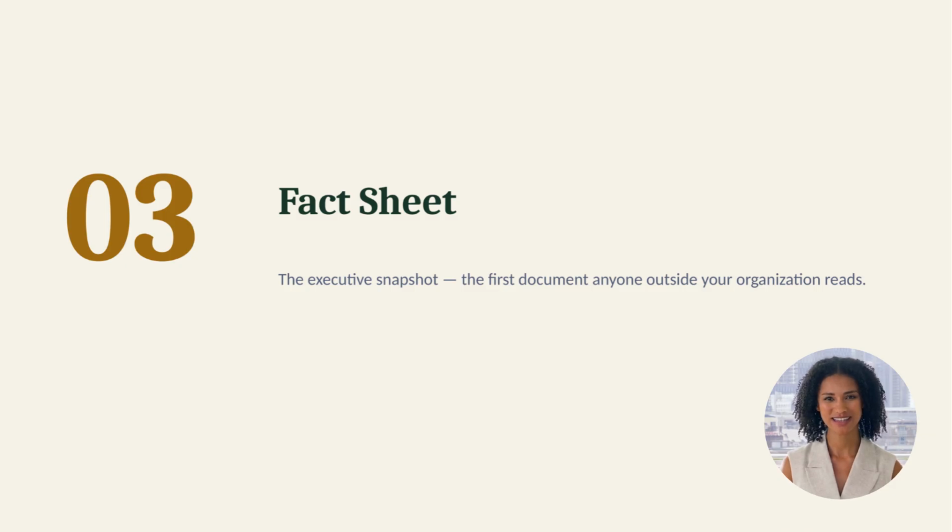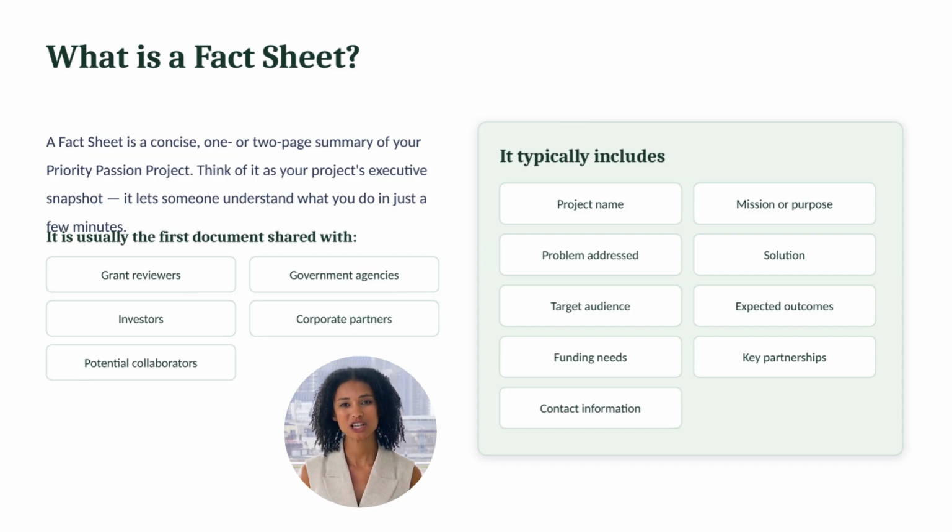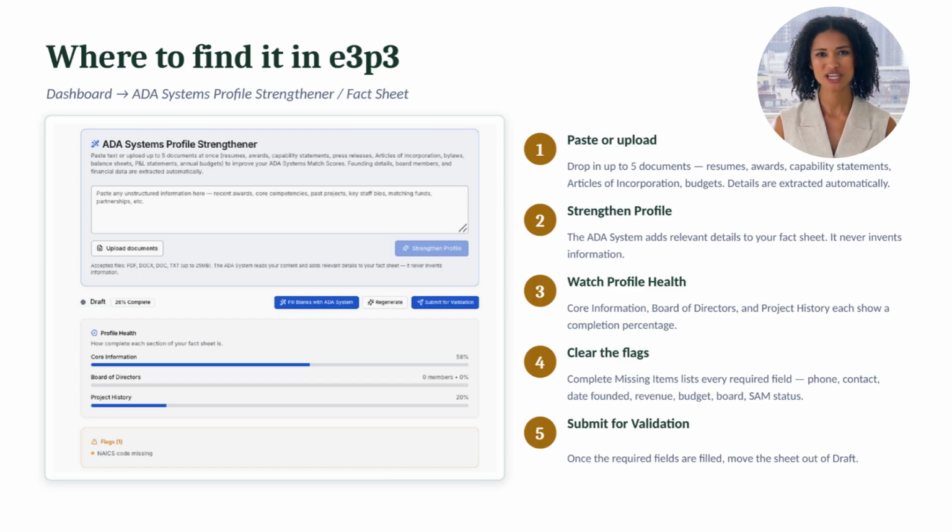Next is your fact sheet, the executive snapshot, and usually the very first document anyone outside your organization ever reads. A fact sheet takes everything in your priority passion project and turns it into a concise 1 to 2 page summary: your project name, mission, the problem you solve, your solution, audience, outcomes, funding needs, and key partnerships. It's the same content as your PPP, just packaged for reviewers, agencies, and investors to understand in minutes. You'll build it in the Fact Sheet tab.